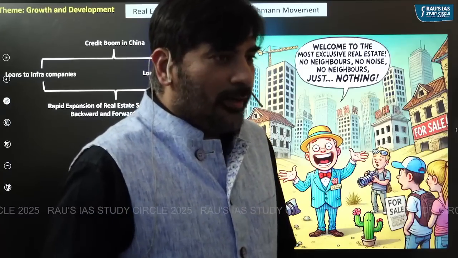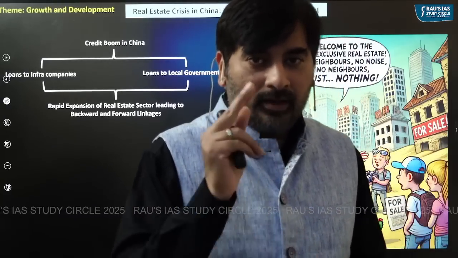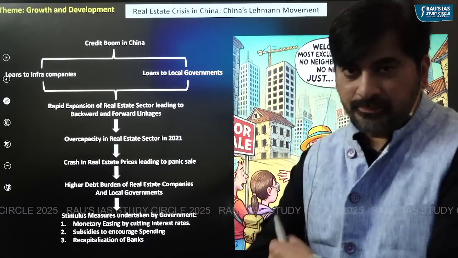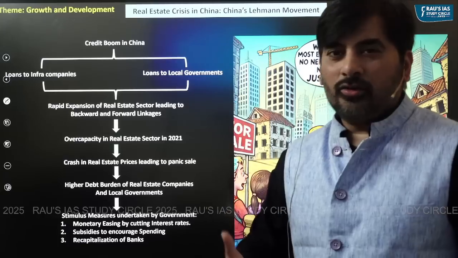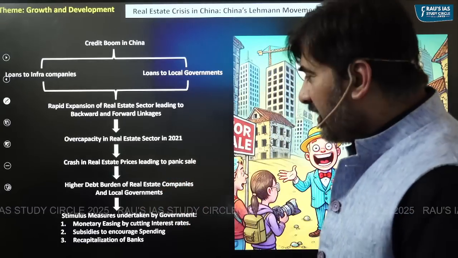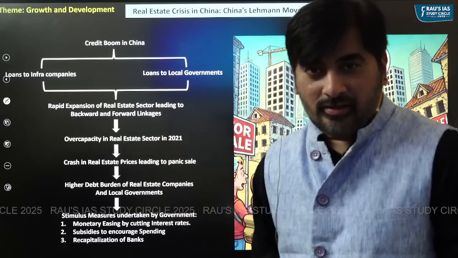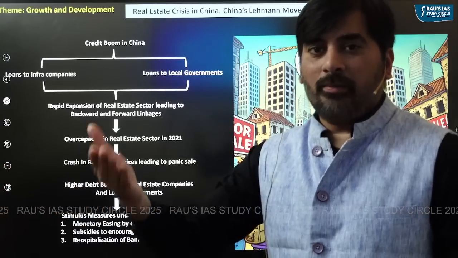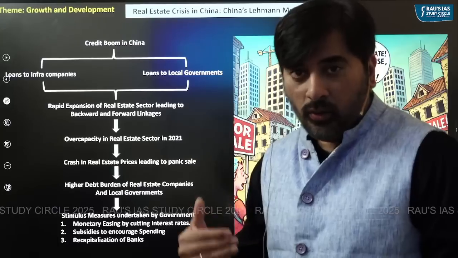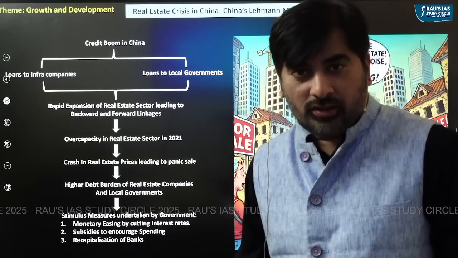So to ensure that China is able to come out of this real estate crisis faster, China has recently announced stimulus measures. The stimulus measures are basically to increase the demand. And the ways by which China is trying to increase the demand is by providing for a cut in the interest rate so that the demand for housing property and commercial property increases, by giving subsidies to people to undertake more spending, and to improve the financial position of the banks.